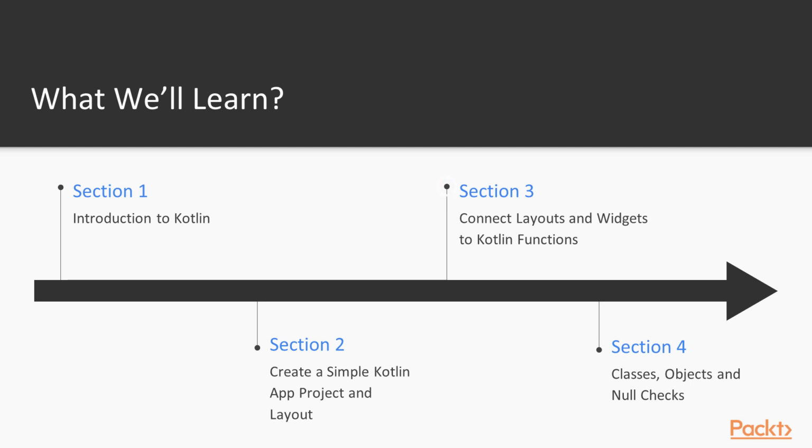In Section 3, we're going to see how we can connect this layout and the widgets on the layout to Kotlin functions. In other words, how do we handle things like a button click? How do we create a function that will activate when the user clicks a button? In Section 4, we're going to take a look at some of the great productivity-enhancing parts of Kotlin, which is classes, objects, and null checks.